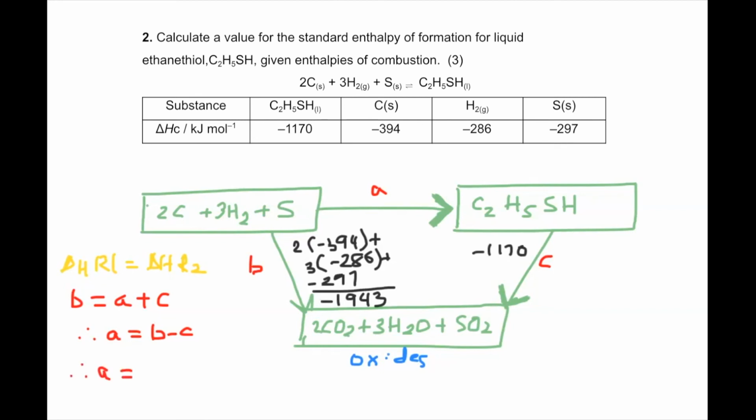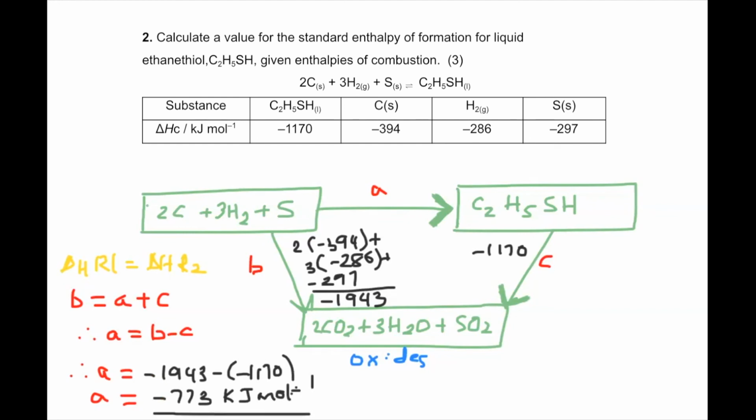Now we take these values and slot them into the equation. So B is minus 1943, minus minus 1170, which gives us a difference of minus 773 kilojoules per mole. That is A, and that represents your enthalpy of formation of C2H5SH.